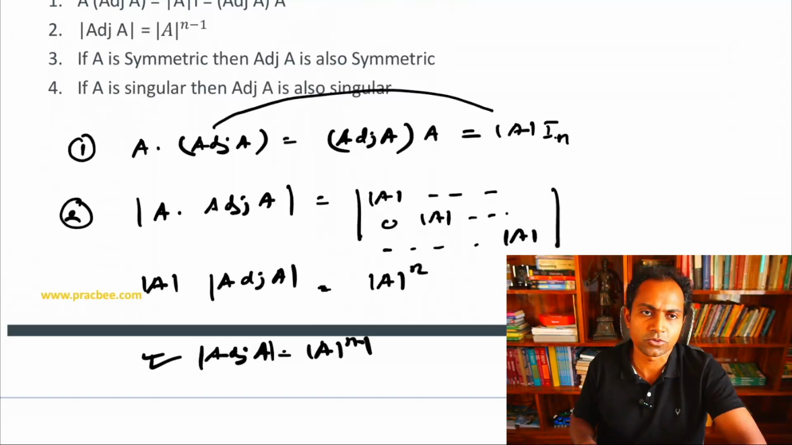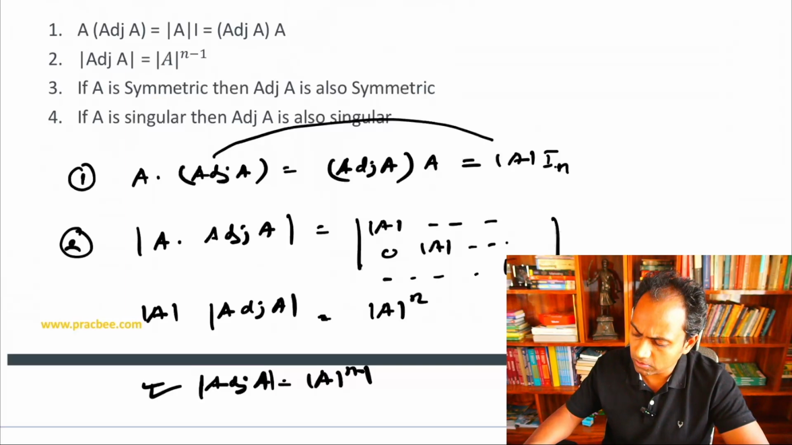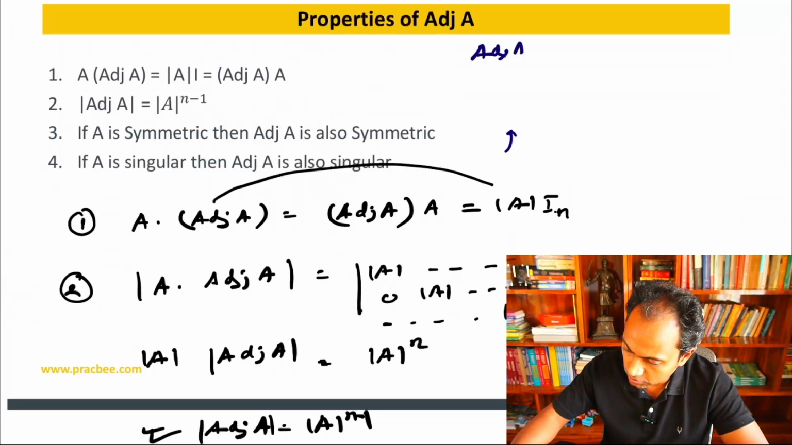Lots and lots of JEE questions are based on this idea. Also this relationship, how we are able to get this value, we can do a lot of things with this relationship also. Like in place of A, you can put adjoint of A. So we are resubstituting adjoint of A.